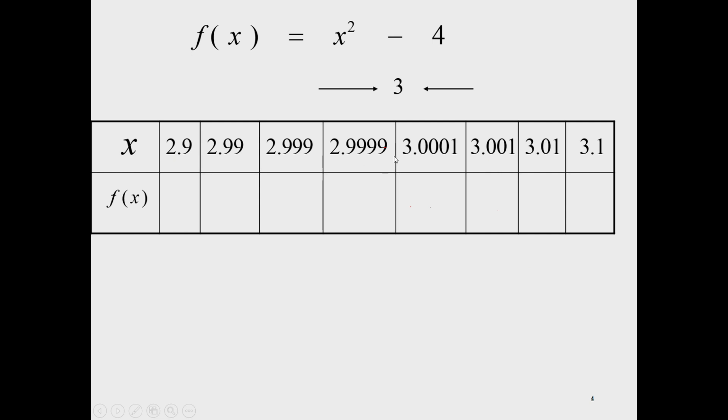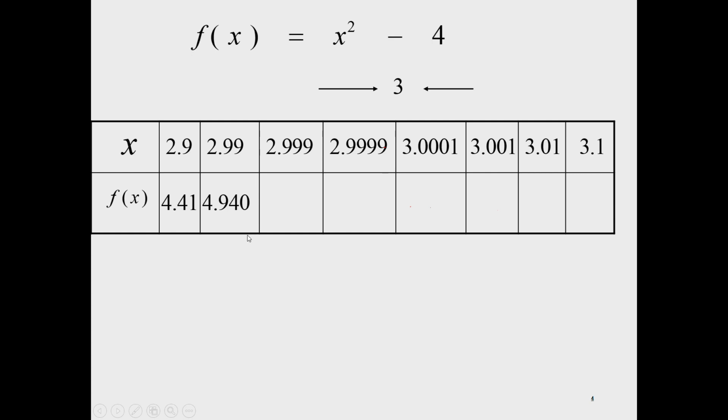Now we want to see what is the y value, which is f of x. We would like to see what the y value is when these are the x values. 2.9, what is the y value? 2.99, what is the y value? 2.999, what is the y value? And so forth. Likewise from this side, 3.1, what is the y value? 3.01, what is the y value? 3.001, what is the y value? This y value will come towards a common y value, and this side y value will also come towards a common y value.